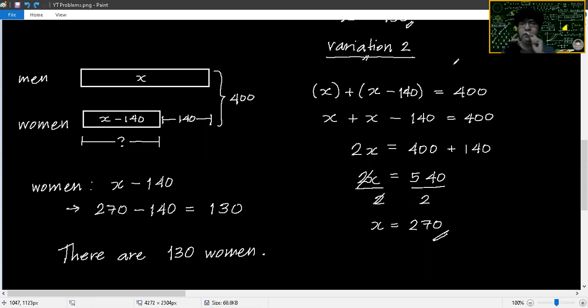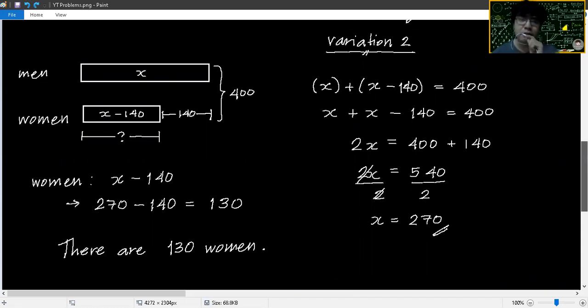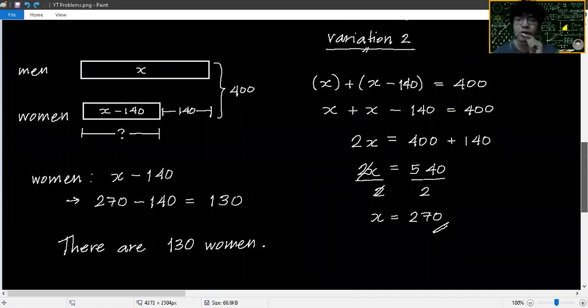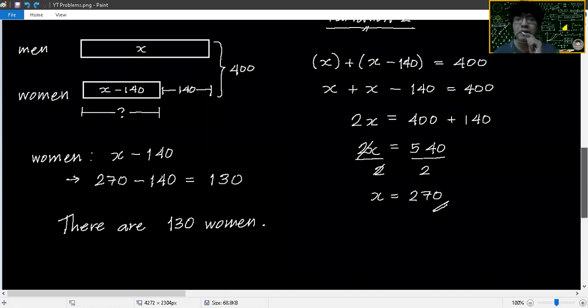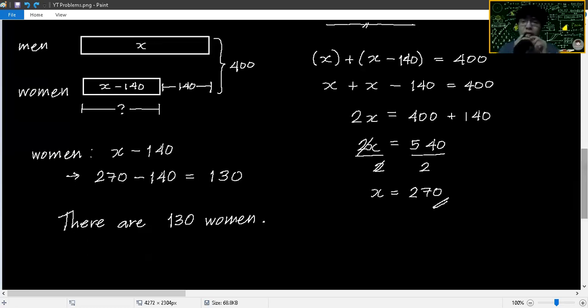So this is from the variation 2. Now, we will proceed to the variations 3 and 4. To begin with, suppose the number of men is more compared to the number of women by 140, and the total is 400 people. Now, the value of women is what is being asked. How will you find out the number of men and women?